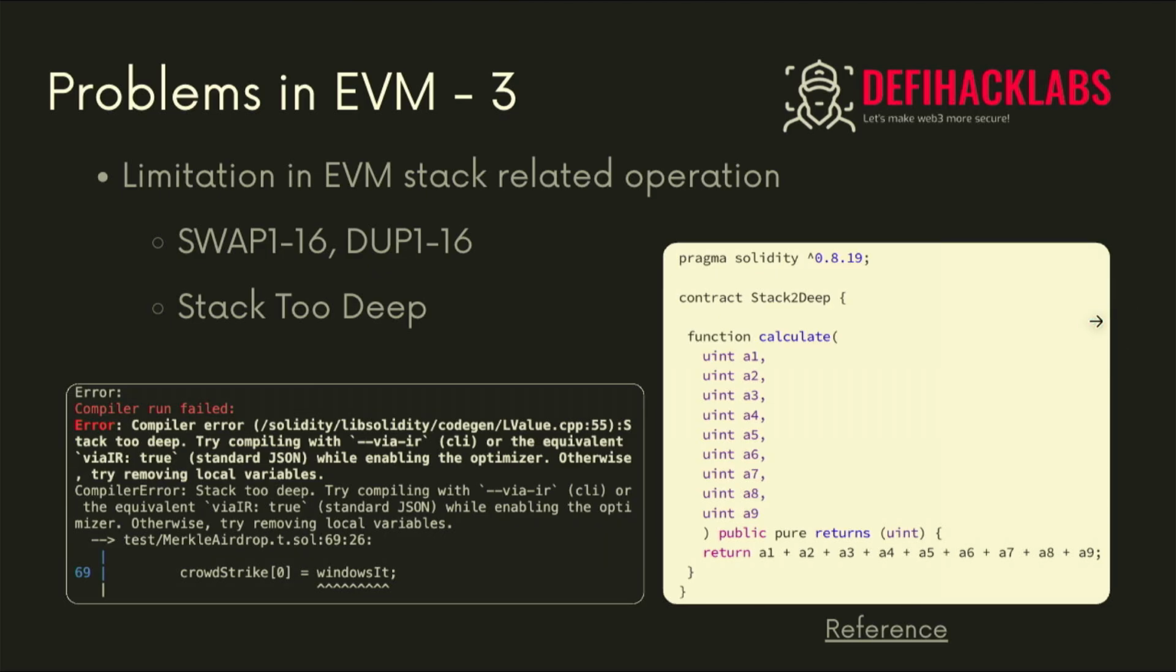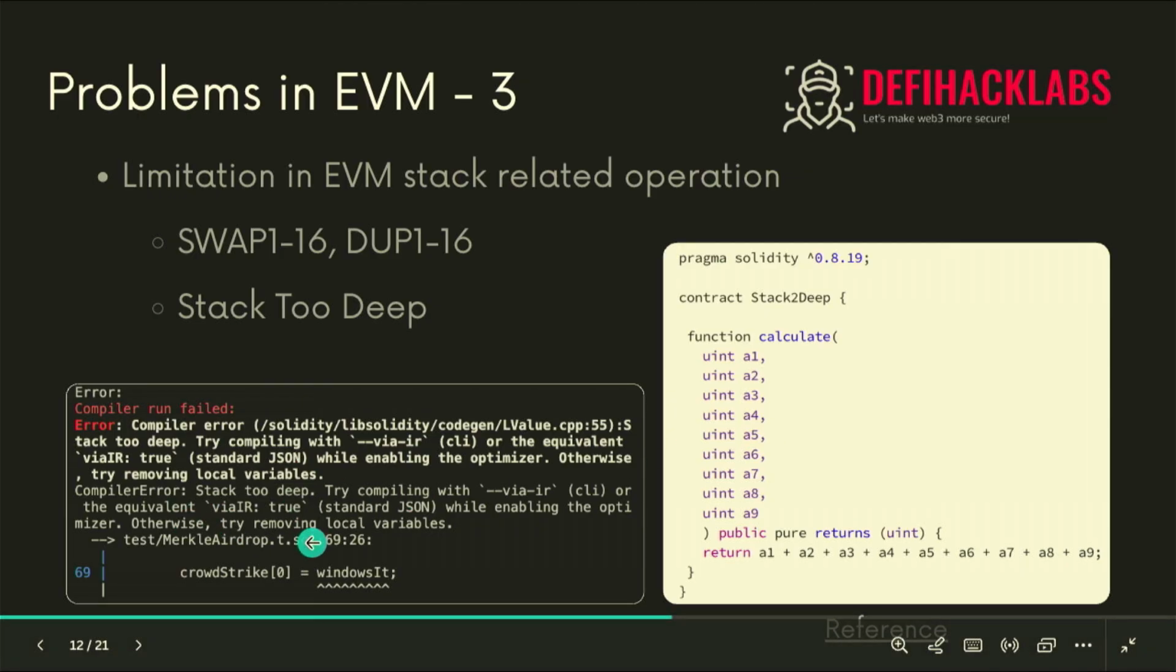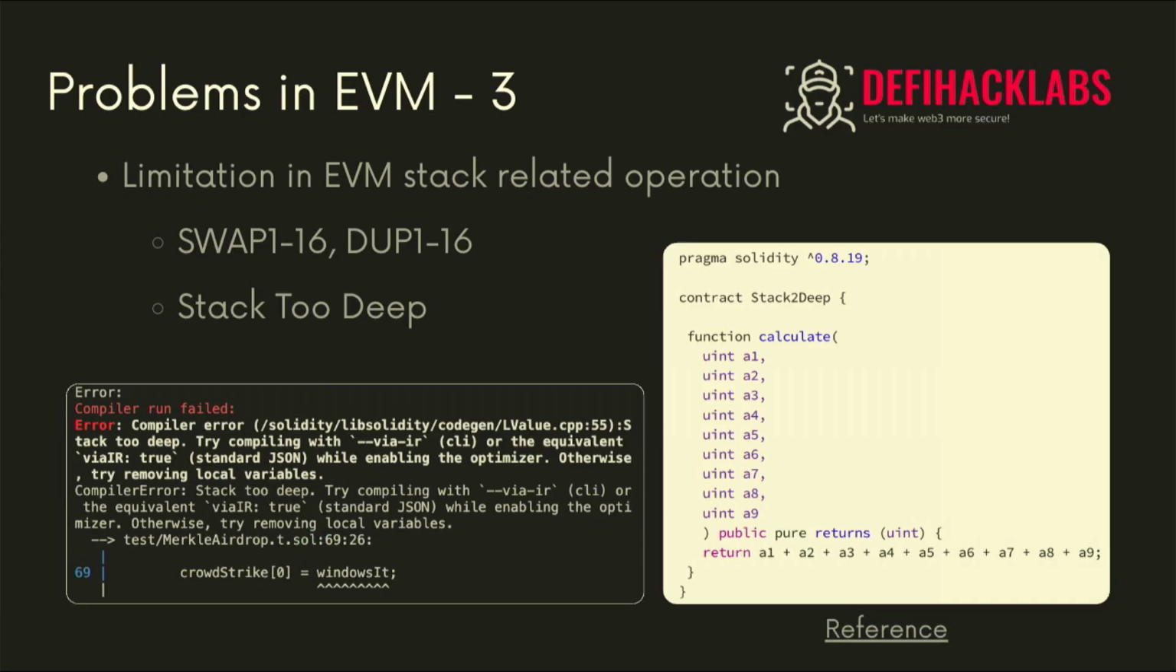All right, and let's move on to the third problem in EVM. If you are a smart contract developer, I think you must have seen this error message before. It is called stack too deep. And why do we have the stack too deep issue?